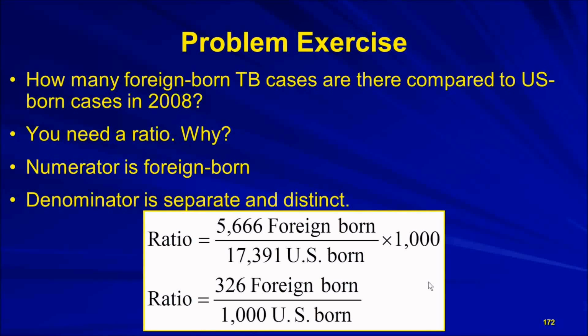Okay, so all we're doing is we're dividing the 5,666 by 17,391. That gives us the numerator 326 by the number of cases, and we selected a K that we thought would be appropriate and easy to communicate, right? So we have 326 foreign-born cases per 1,000 U.S.-born cases.